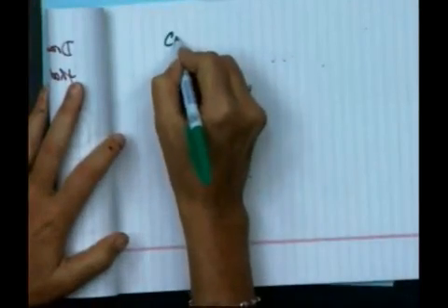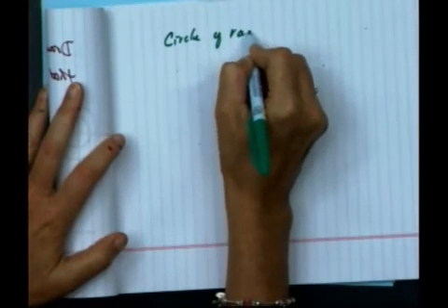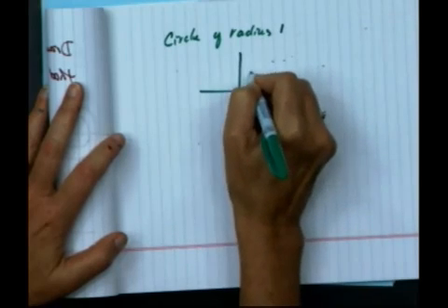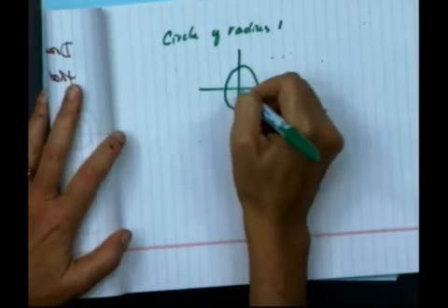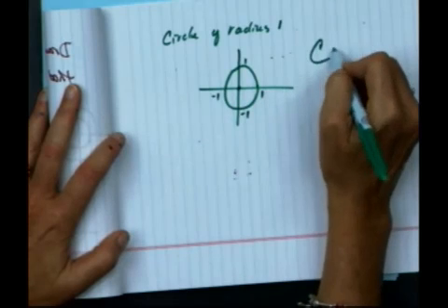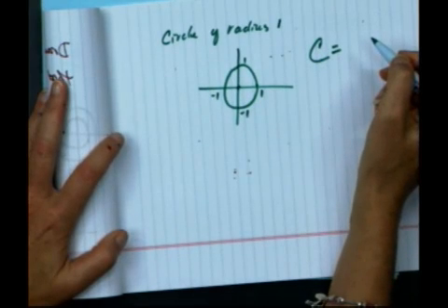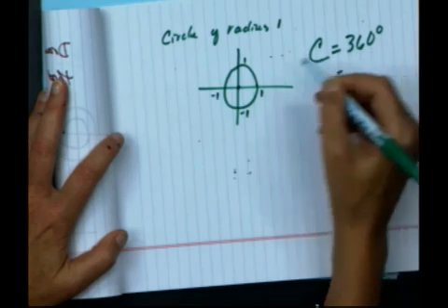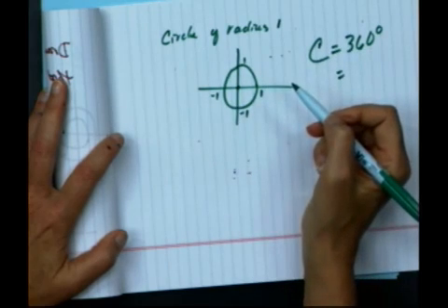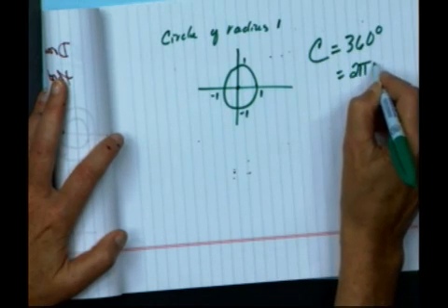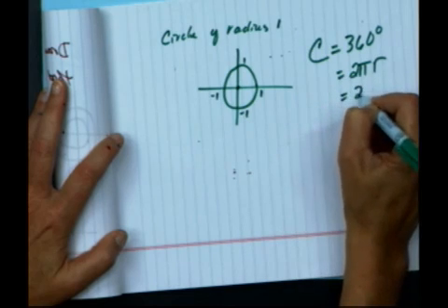Okay. Let's go to a circle of radius 1. So here we have a circle of radius 1, and the center is at the origin. What is the circumference of this circle? 360 degrees, okay. What else did you memorize as a formula for the circumference of a circle? No, that's area. 2 pi r, and in this case our r is 1.